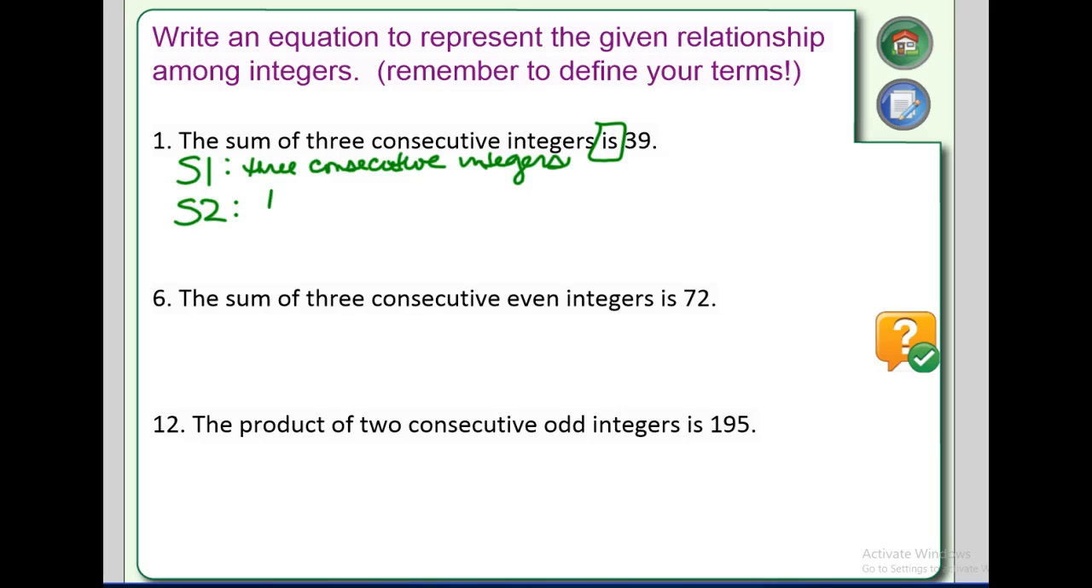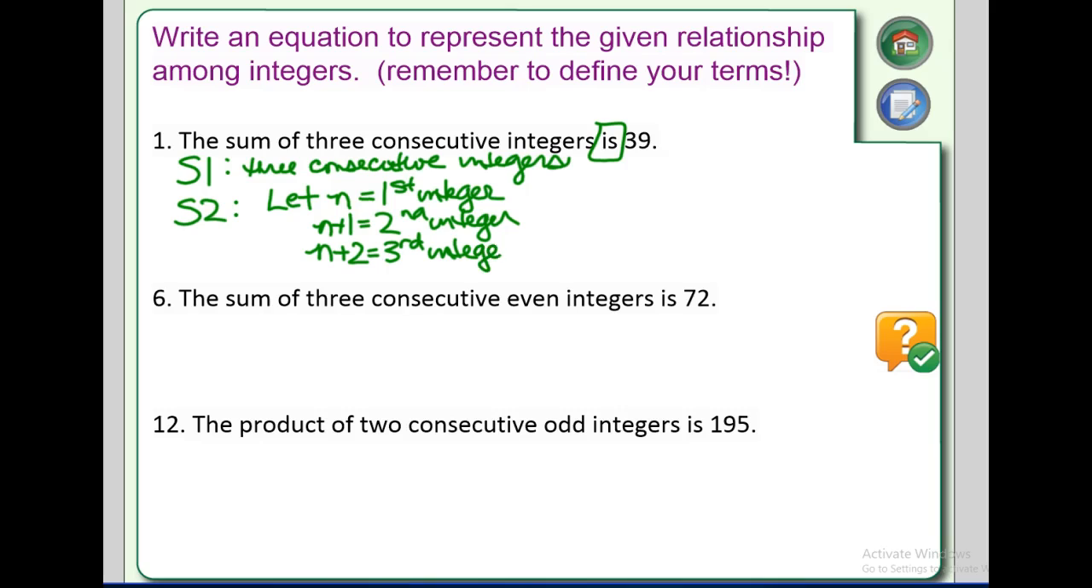So the first let statement on a consecutive integer problem is always n. Let n equal my first integer. Now, we're going consecutively, so that means we're counting by ones. So my second integer is going to be n plus 1. That's my second integer. And guess what my third integer is going to be? Right, n plus 2 is my third integer.